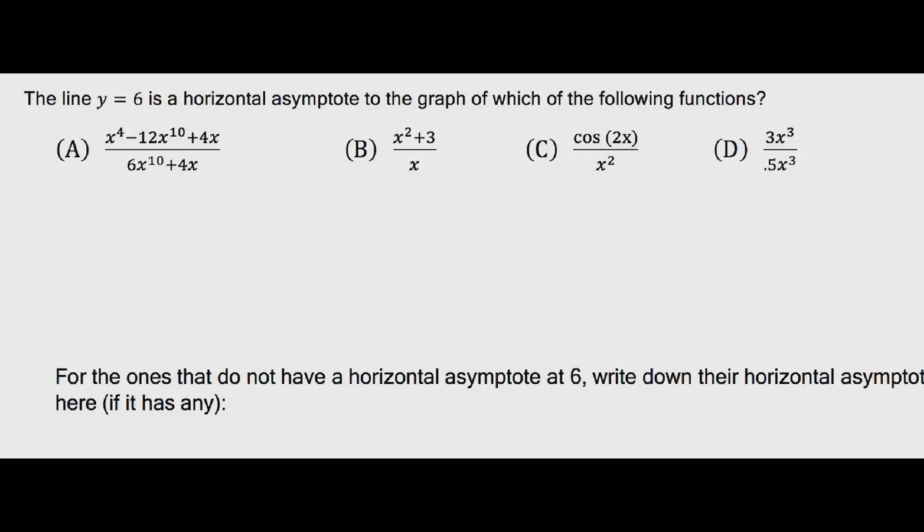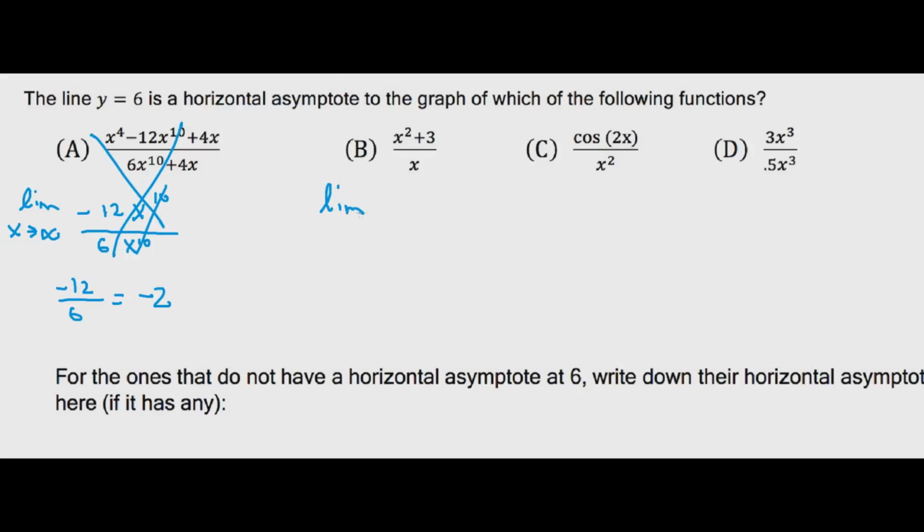All right, well, let's go ahead and find which of the following functions has the line y equals 6 as its horizontal asymptote. So the limit, okay, as x approaches infinity, well, I want to focus on the highest degree in the numerator. Well, it's this right here, negative 12x to the 10th power, and then 6x to the 10th power. Well, these cancel out, and I'm going to get negative 12 over 6. Negative 12 divided by 6 is negative 2. So we know this does not work. Let's go to this one.